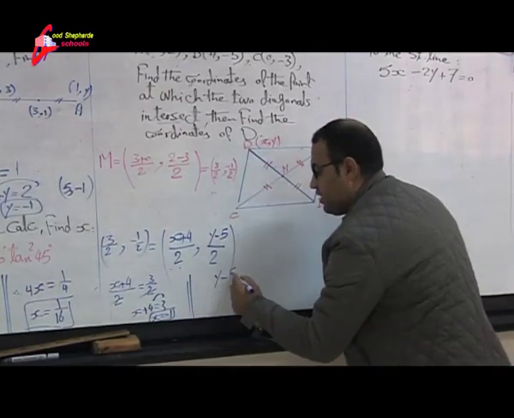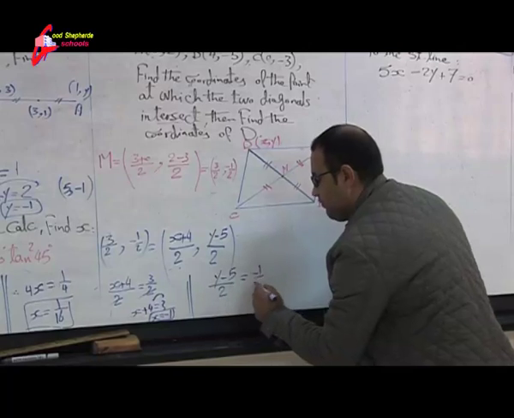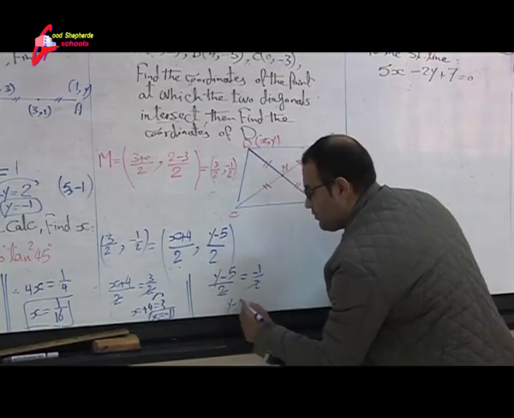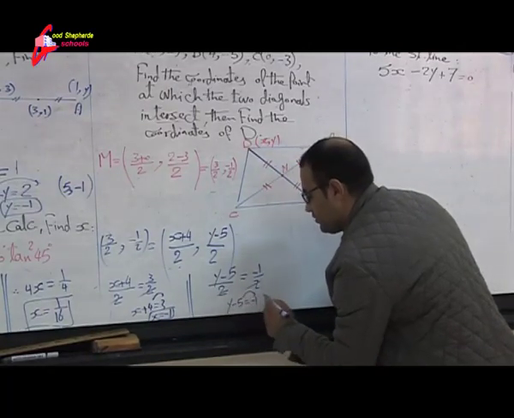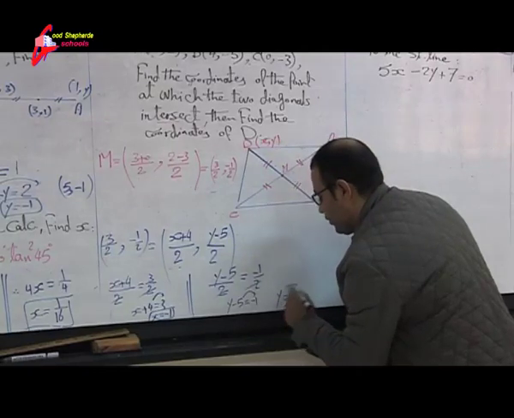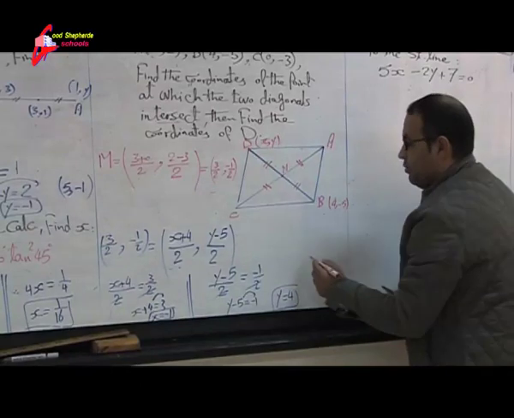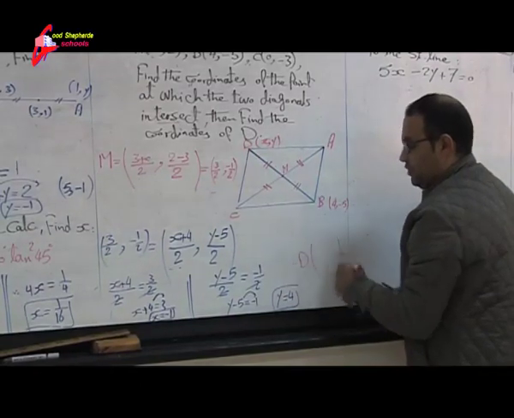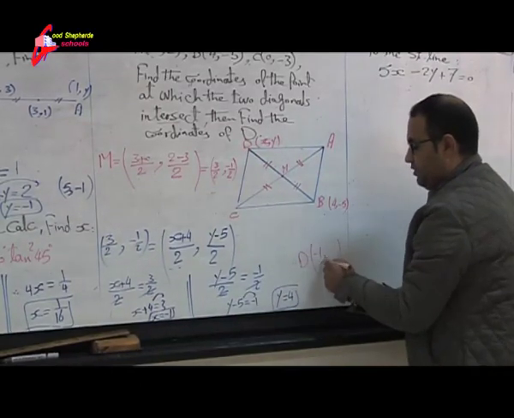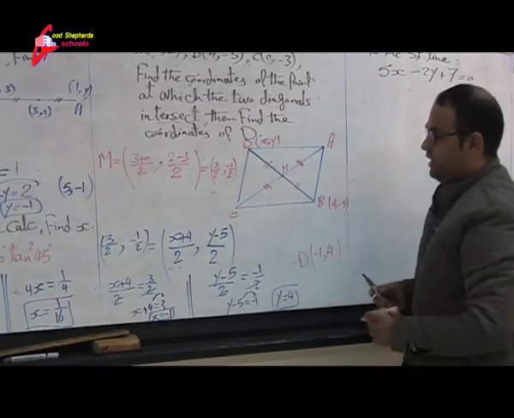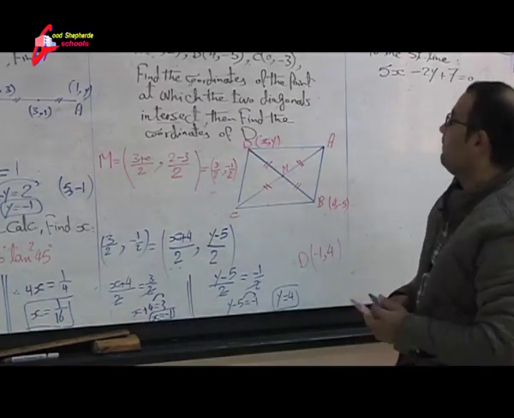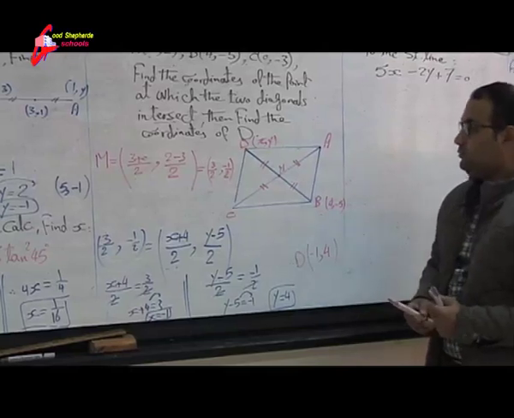Y minus 5 over 2 equals negative half. So 2 is 2. Y minus 5 equals negative 1, so y equals what? 4. Negative 1 plus 5. Don't forget this. So D equals x at first, negative 1, and 4. Negative 1 and 4. This is as for D.